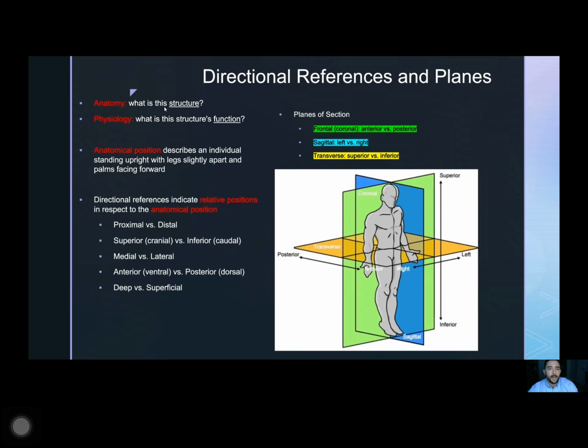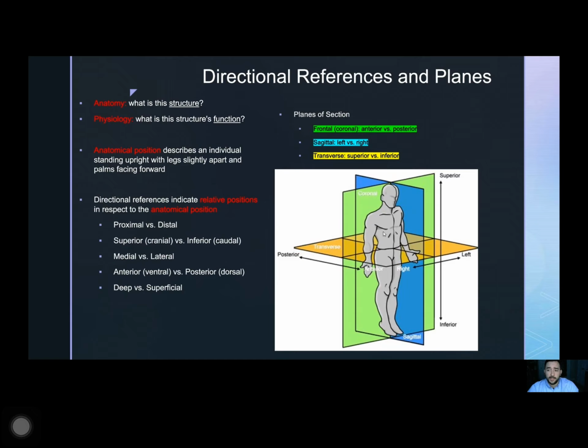So first up, anatomy. Anatomy is basically asking you, what is this structure? So if I asked, what is this structure right here? You could say that that's the arm, that is anatomy. Physiology is, how do these structures work? What do they do and how do they do it, right? So what is their function?